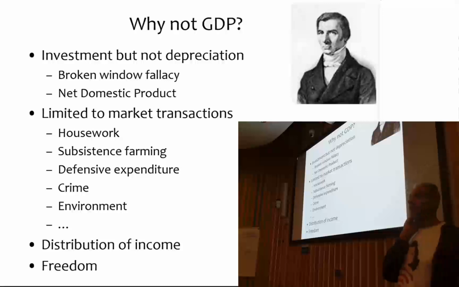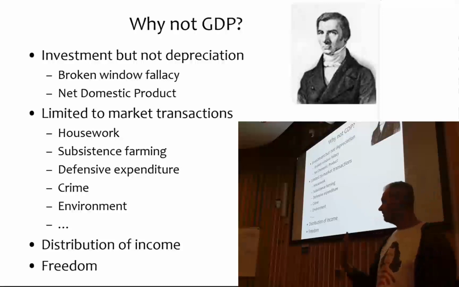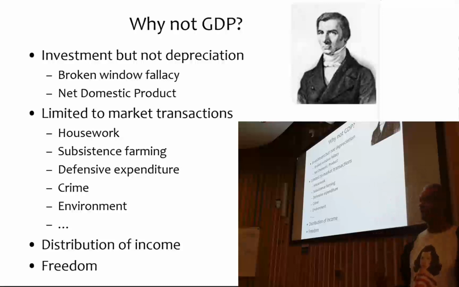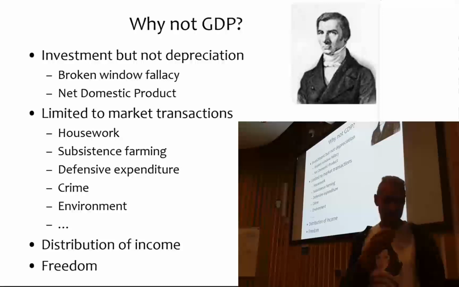It counts positive defensive expenditure. So the locks on doors that RFK was talking about, or if you have coastal protection, that is not good for anything. It just prevents harm. But that is counted as something that is good, right?